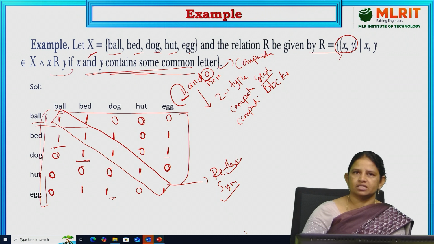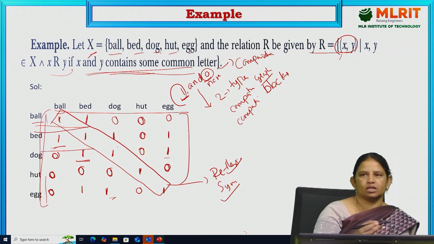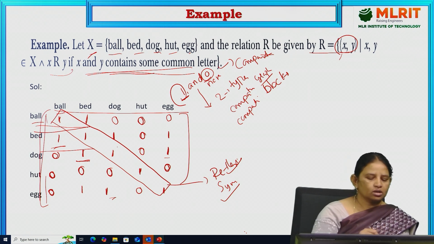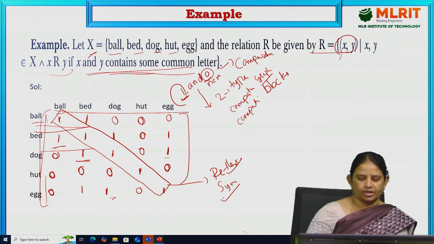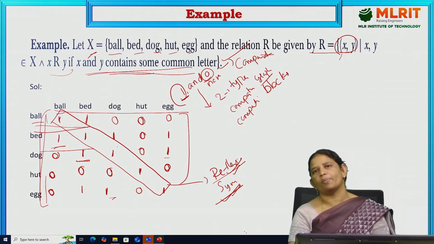How to verify the symmetric property? If ball, bed is 1, bed, ball is also 1. That means if A, B belongs to the relation, B, A also belongs to it. So, in this example, the symmetric property is also satisfied. If any relation satisfies the reflexive and symmetric properties, then this relation is said to be a compatibility relation.